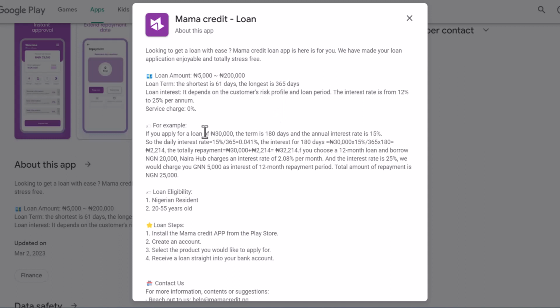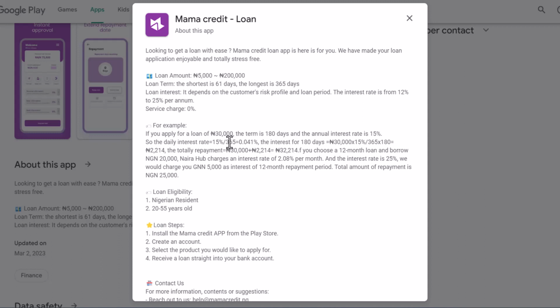So for example, if you apply for a loan of 30,000 naira within 180 days, which is 6 months, and the annual interest rate is 15%, so the daily interest rate falls around 15% divided by 365, that's 0.04141%. And checking on this, you'll see the interest is just 2,214 naira. The total amount, which of course you'll be paying back, is 32,214 naira.